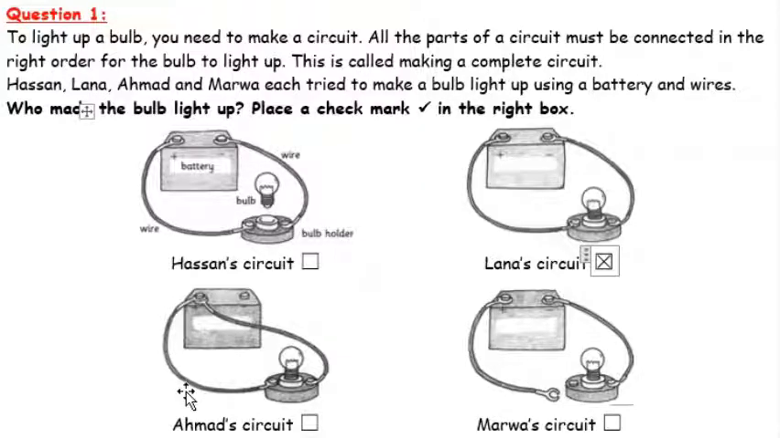Ahmad has the wires, the light bulb, and the battery, but he connected the lamp to only one terminal of the battery. Okay, so the lamp will not light up. This is wrong. He connected the wires in a wrong way, so we cannot check this one. Marwa has the light bulb and battery with the wires, but look here, this wire isn't connected to the second side of the light bulb, so the lamp will not light up.